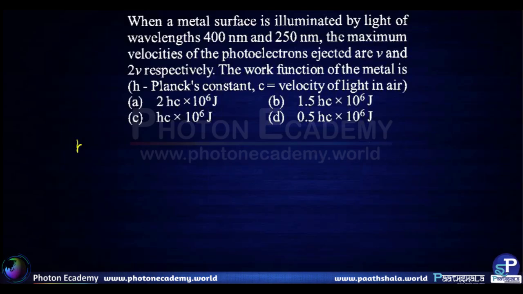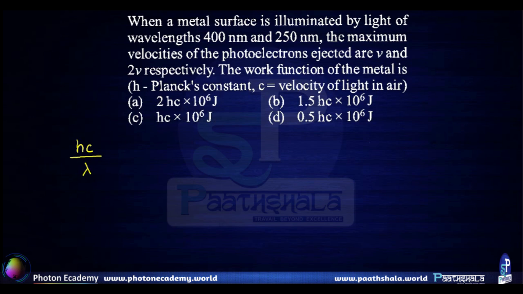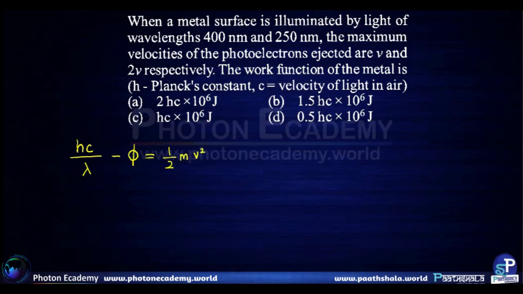It is given by hc divided by lambda, where h is Planck's constant, c is the velocity of light, and lambda is the wavelength of the photon. Part of this energy is used up in liberating the electron, and that is the work function of the metal. So the remaining energy would be equal to the kinetic energy of the photoelectron.